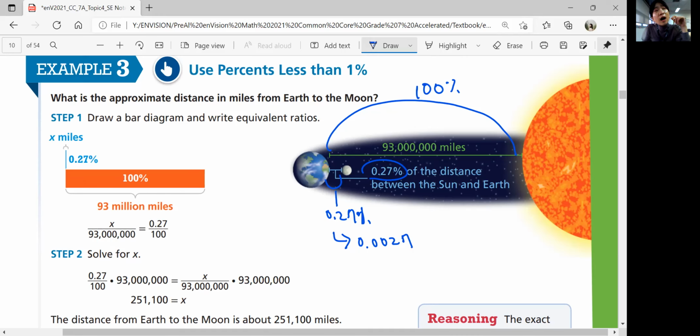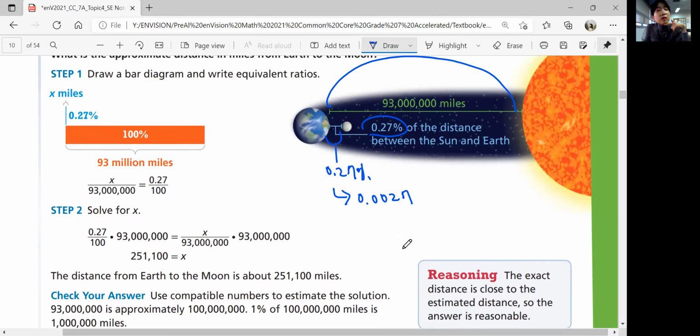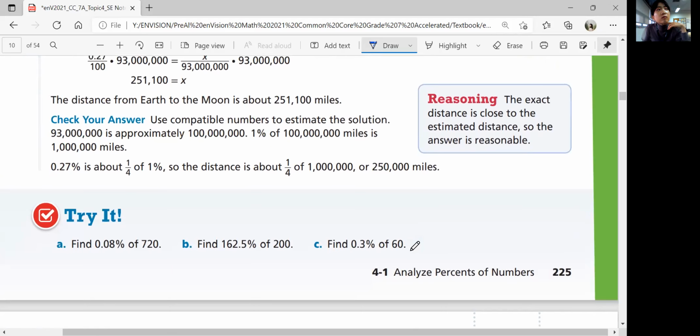So if you have a percentage less than 1, you're probably going to deal with very small numbers or very big numbers. So the distance from Earth to the moon is about 251,100 miles. Let's do the try questions, parts A, B, and C. See if you can do it by yourself, and come back when you're ready for answers. Make sure you know how to do it by yourself.